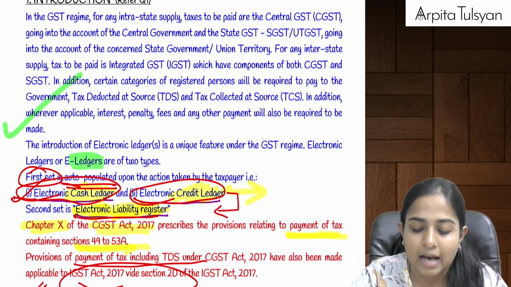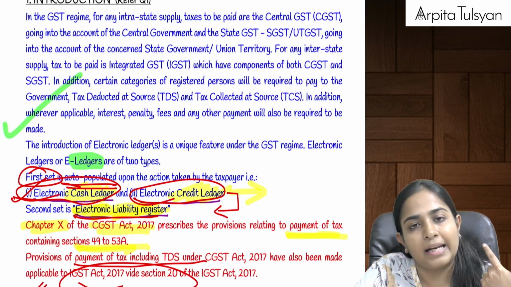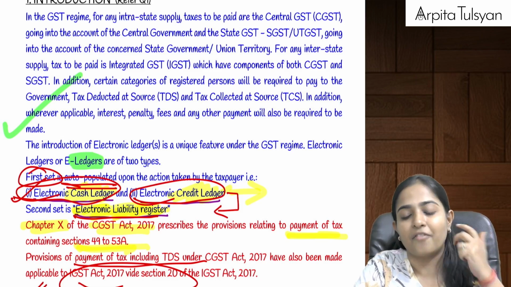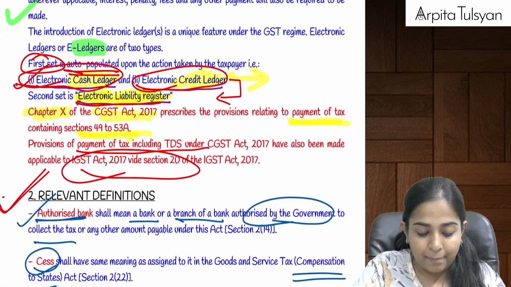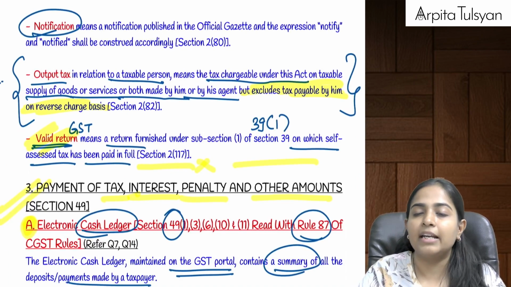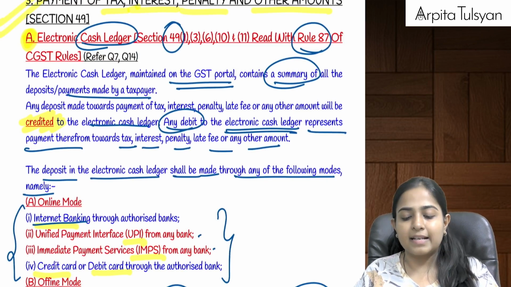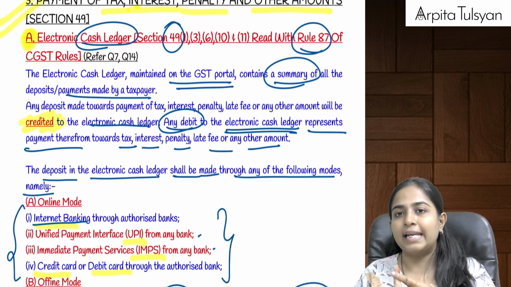Okay, for the purpose of maintaining the hisab kitab of the payment of taxes, 3 registers or 3 ledgers are required. First one is your electronic cash ledger, second one is your electronic credit ledger, and the third one is your electronic liability register. Okay, these are the registers that we are required to maintain for the purpose of payment of taxes. Now let's start discussing all the 3 ledgers. First one, electronic cash ledger.